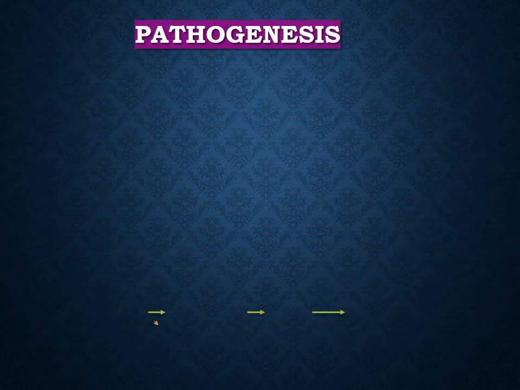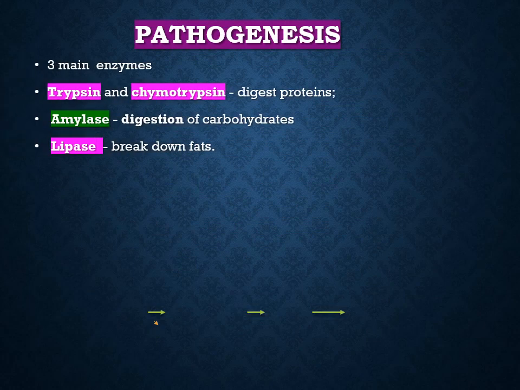Now we come to the pathogenesis of acute pancreatitis. As I mentioned just now, there are three main enzymes that are produced by the pancreas. These include trypsin and chymotrypsin, which digest proteins, amylase, which digests carbohydrates, and lipase, which breaks down fats.